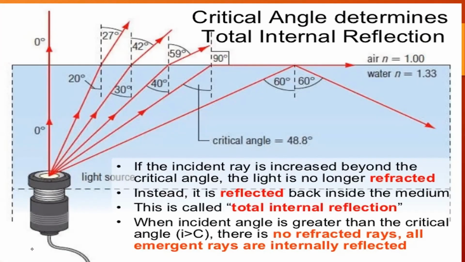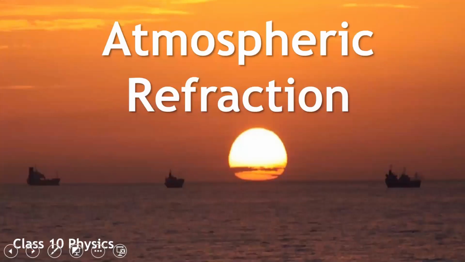Again, the same phenomenon is explained over here. If the incident angle is increased beyond the critical angle, the light is no longer refracted. Instead, it is reflected back inside the medium. This is called total internal reflection. When the incident angle is greater than the critical angle, there are no refracted rays. All the emergent rays are internally reflected. Again, the same thing explained point by point. Understood? So this was the entire phenomenon of total internal reflection.